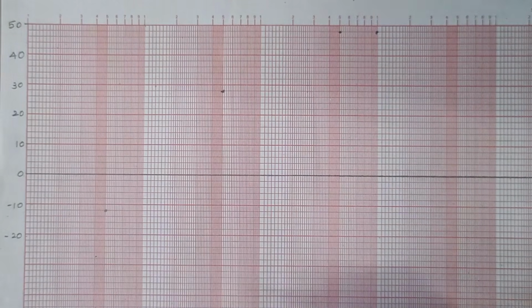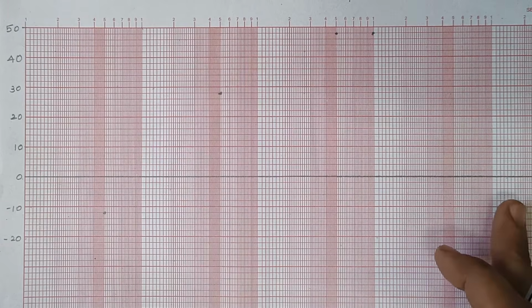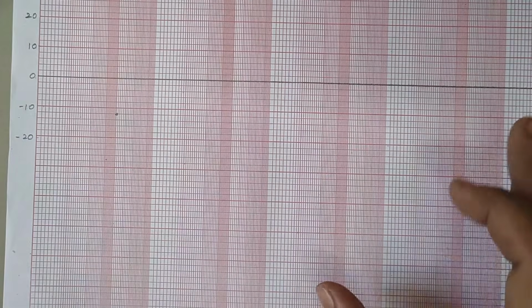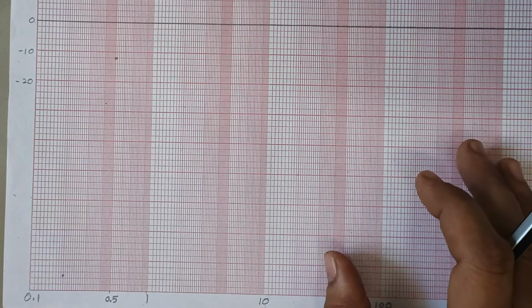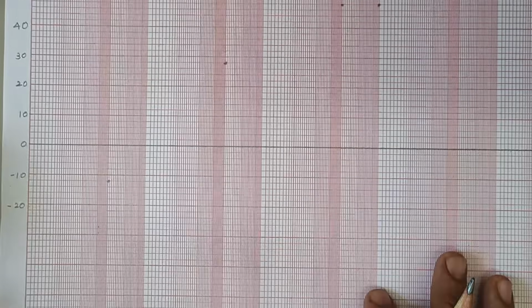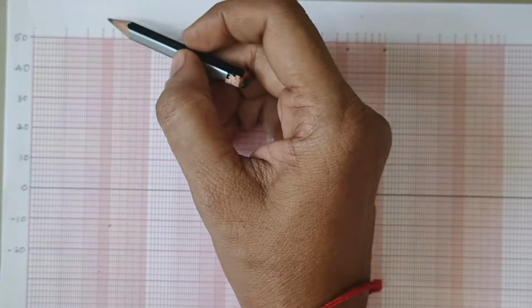Right. So what is the value of your first corner frequency? The first corner frequency value is 0.5 and the magnitude is minus 12. So here I have to locate where 0.5 is. You see, from the top I am having a 5, right?